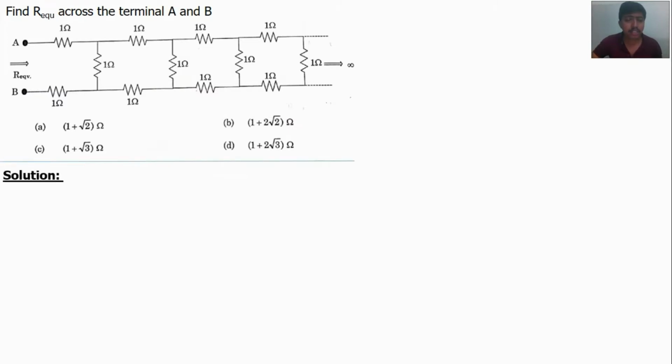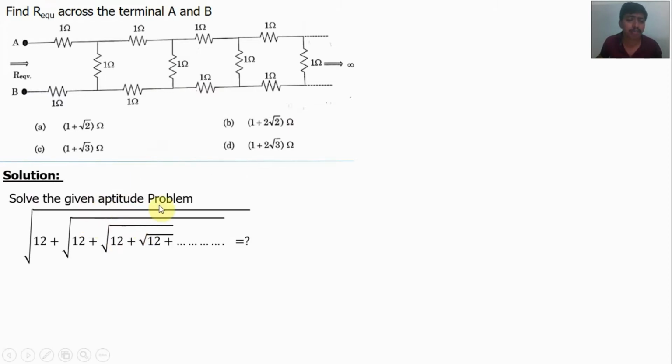Before the discussion, we will solve an aptitude problem. The concept for the aptitude problem is related to the resistance calculations. Okay, here the terms go up to infinity. Similarly, here the terms, the resistances, go to infinity. Just listen to this concept. The concept is very important.